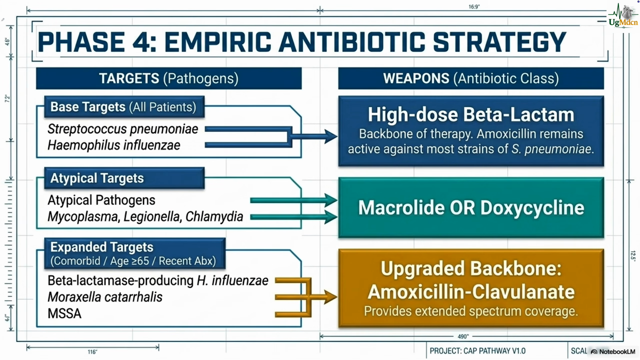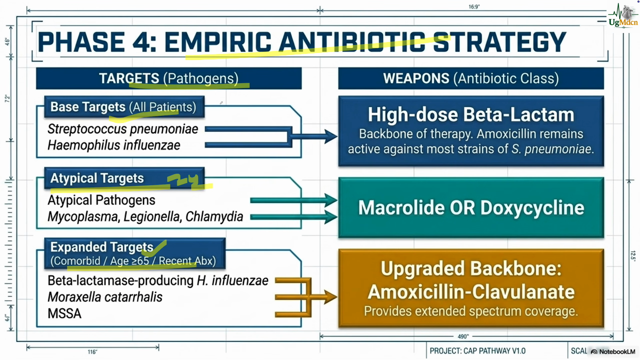Now, moving to phase 4, let's examine the rationale behind the empiric antibiotic strategy. The emphasis is on targeted therapy, and the target is the bacterial type. We see baseline targets in all patients, atypical targets in about 22% of cases, and expanded targets commonly seen in patients over 65, those with comorbidities, or those who have recently received antibiotics.